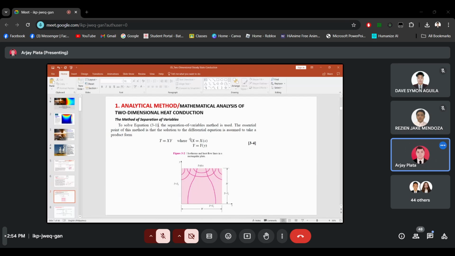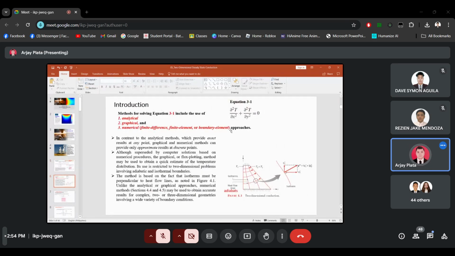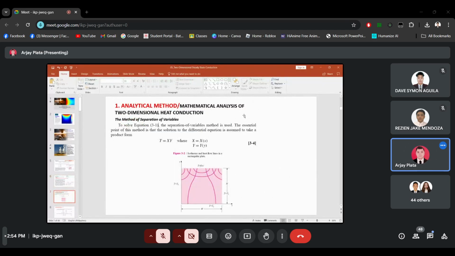So to solve equation 3-1, which is the heat diffusion equation for two variables, the separation of variables method is used. The essential point of this method is that the solution to the differential equation is assumed to take a product form, T equals XY, where X equals X of x and Y equals Y of y.